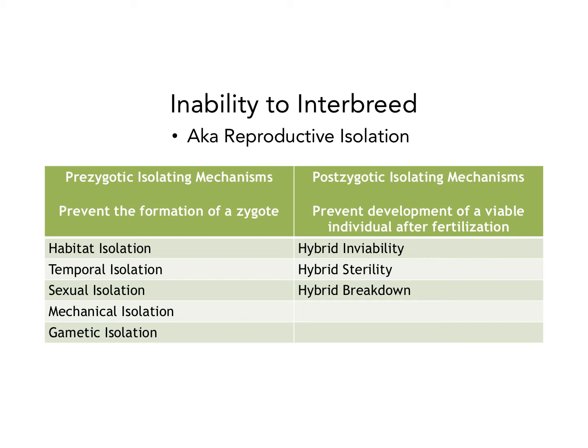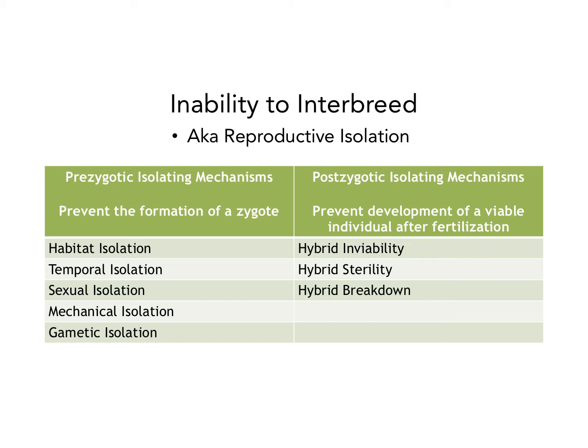In terms of these post-zygotic isolating mechanisms, hybrid inviability basically means that you can get a fertilized egg, but it fails to develop past these early cell division stages. Hybrid sterility, everybody knows an example of that. That's a mule. These are animals that are still viable in the sense that they can survive, but they cannot reproduce.